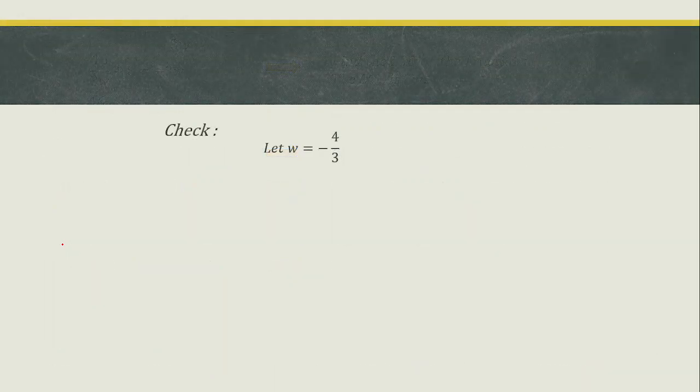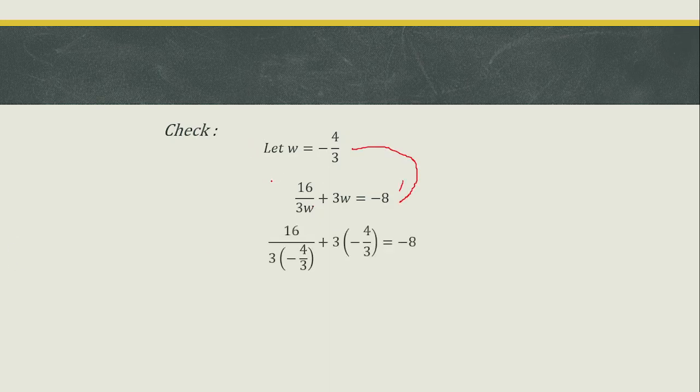Sa pag-check dito, class, kahit isa lang sa dalawang roots yung gamitin natin kasi equal lang naman. So let w be equal to negative 4 thirds. Copy the original equation. Substitute the value of the first root to the original equation. So it will become 16 over 3 times negative 4 thirds plus 3 times negative 4 thirds is equal to negative 8. Then perform lang natin yung operation.